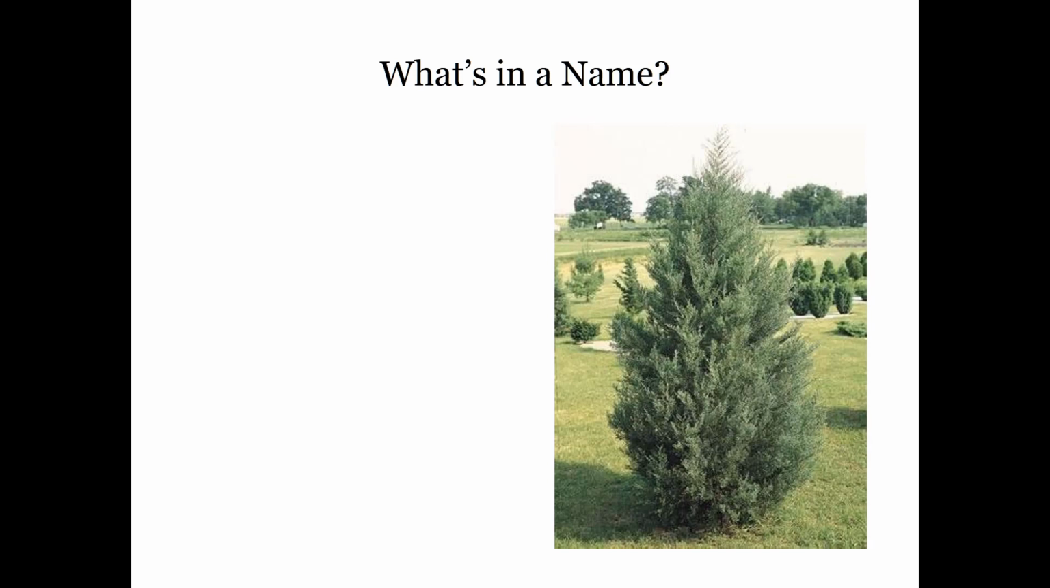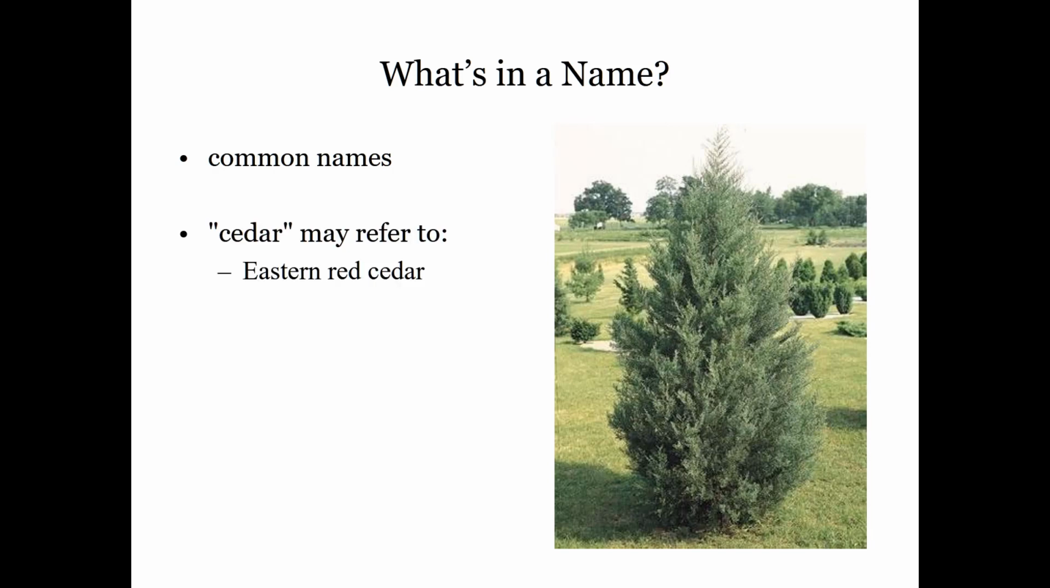So typically people who are real serious about identifying things and being on the same page about different species will try to stick to scientific names. And so if we're dealing with common names, they can be helpful, but they can also be real confusing. So here are some examples. Here is a plant that we would typically think of as a cedar. And so eastern red cedar could be what this plant is, and so we would call that cedar.